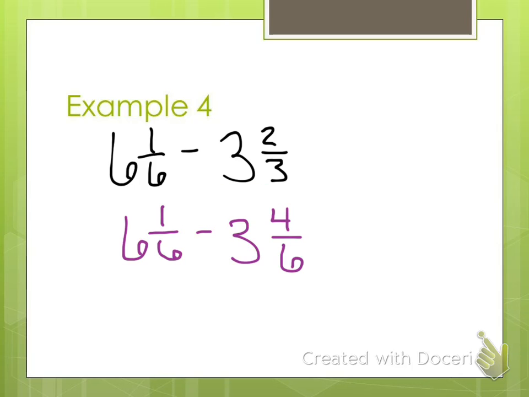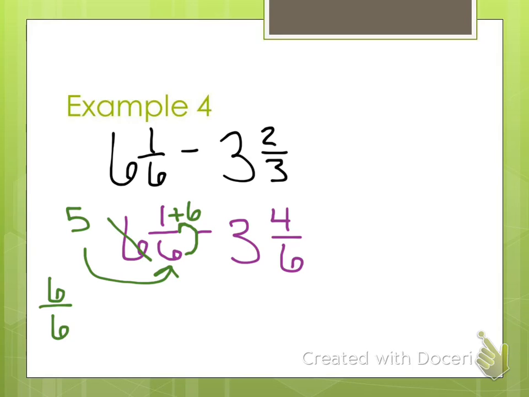You need to borrow a whole, which means the 6 turns into a 5. And what does this mean? I need to look at my denominator. How many pieces are in the whole in this fraction? 6. So that's the same thing. If I'm borrowing a whole, 6/6. It's the same thing. So what am I doing? I'm adding 6 more to my numerator. Does that make sense? When I borrow a whole, however many pieces are in my denominator, that's how many I add to my numerator.